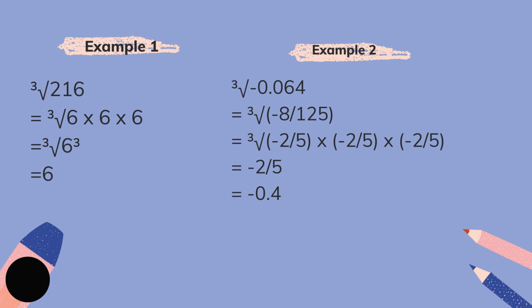Next, let's look at cube root of negative 0.064. You make it into a fraction and it becomes negative 8 over 125. So 8, we know that 8 is a perfect cube. 8 equals 2 multiplied by 2 multiplied by 2, and 125 equals 5 multiplied by 5 multiplied by 5. So the answer is negative 0.4. We have to convert it to decimal because the question is in decimal.